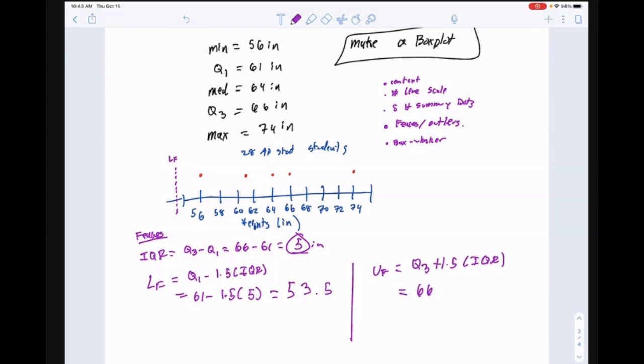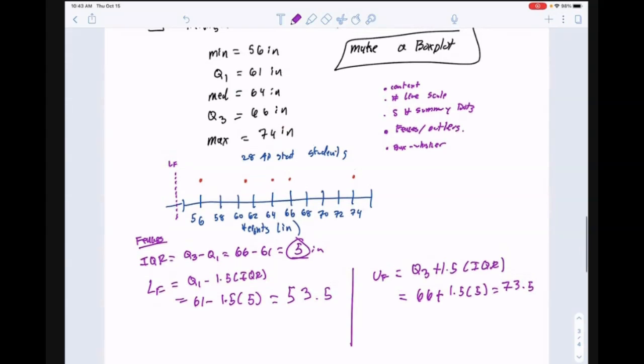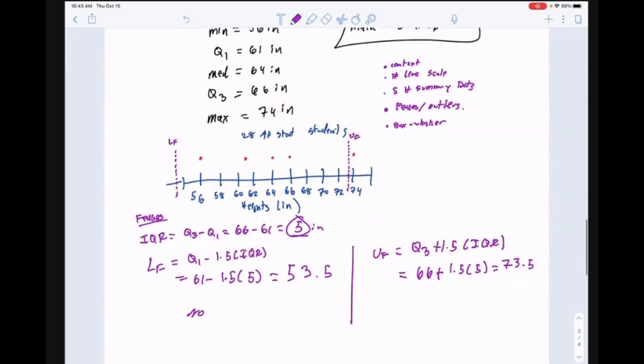$66 plus 1.5 times 5. So that's 7.5, which gives me 73.5. Is there anybody unusually tall? Yes. So there is no low outlier.